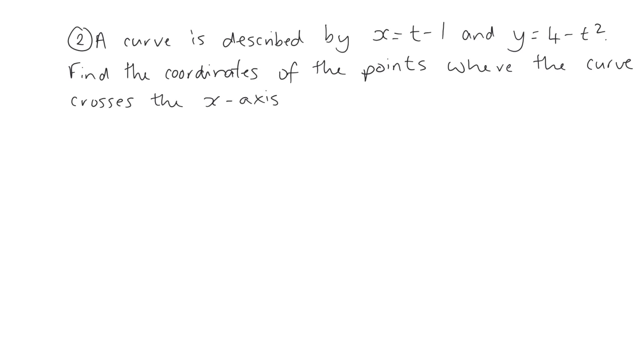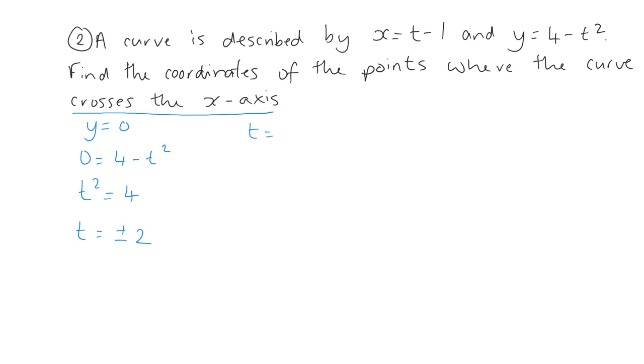Okay, so our second one then. A curve is described by x equals t minus 1 and y equals 4 minus t squared. Find the coordinates of the points where the curve crosses the x-axis. So where it crosses the x-axis, that means that y is naught. So we'd have naught equals 4 minus t squared, which will give you t squared is 4, which will give you t is plus or minus 2.